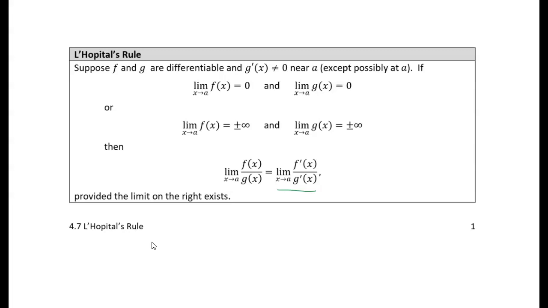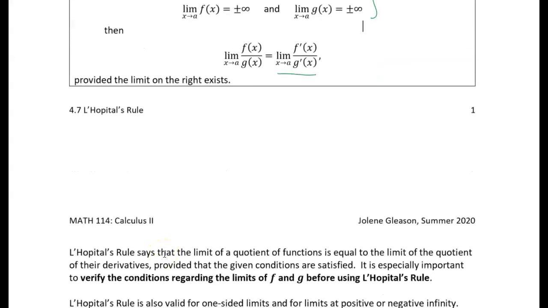And a lot of times it just gets glossed over, and you just think, okay, if we can't do the limit of a rational function, we just take the derivative of the numerator and denominator, and we can find the limit of that. But it's important that these conditions hold. One of these two conditions: either both the numerator and denominator go to 0, or both the numerator and denominator go to infinity or minus infinity. So that's important when you apply this.